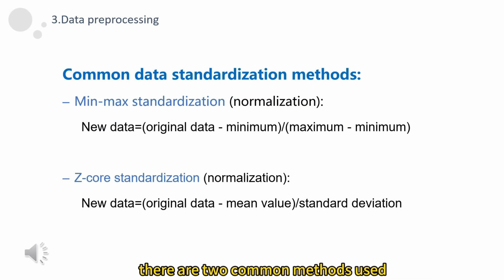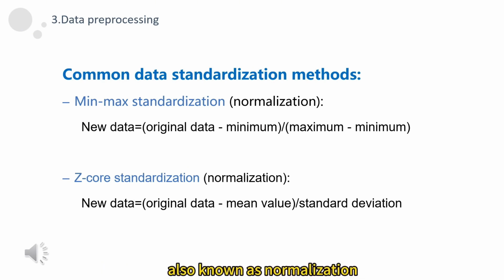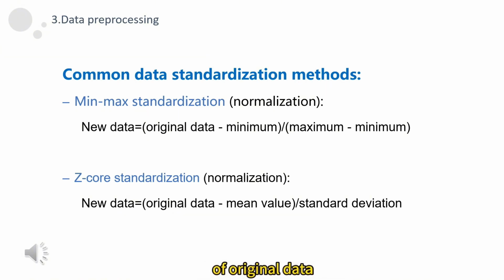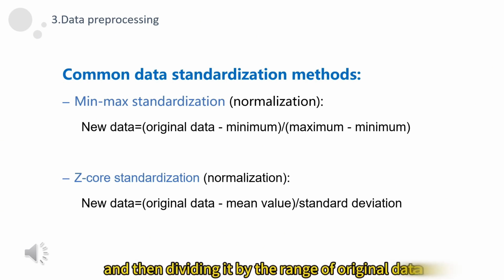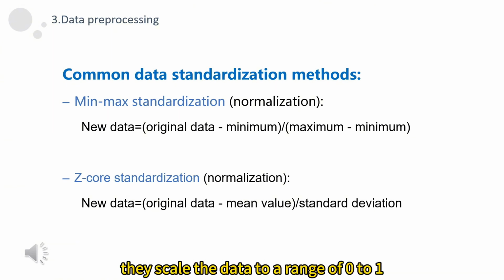There are 2 common methods used for data standardization. The first method is min-max standardization, also known as normalization. In this method, new data is calculated by subtracting the minimum value of the original data and then dividing it by the range of the original data, maximum minus minimum. This scales the data to a range of 0 to 1.